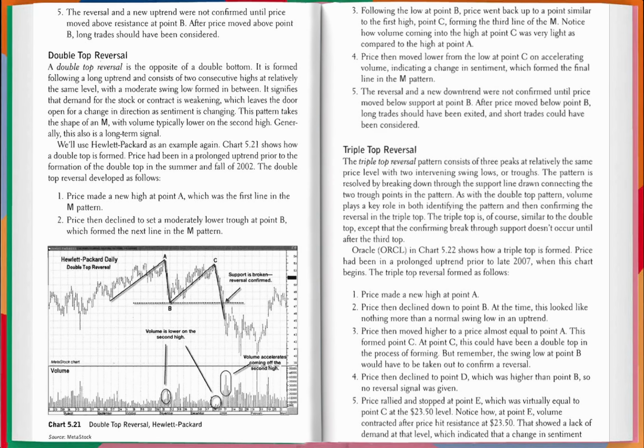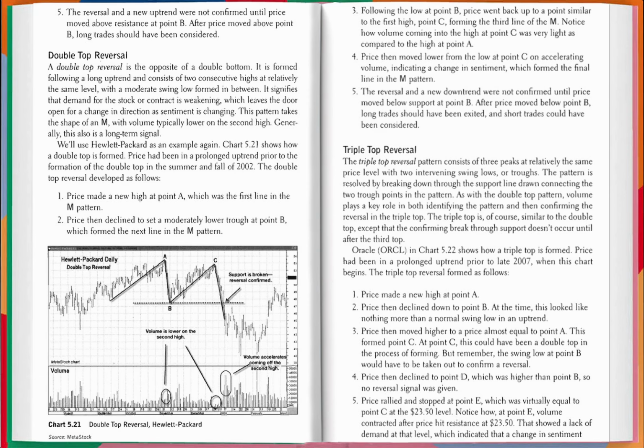At the time, this looked like nothing more than a normal swing low in an uptrend. 3. Price then moved higher to a price almost equal to point A. This formed point C. At point C, this could have been a double top in the process of forming. But remember, the swing low at point B would have to be taken out to confirm a reversal. 4. Price then declined to point D, which was higher than point B, so no reversal signal was given.